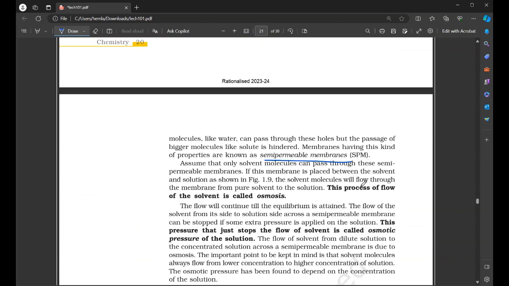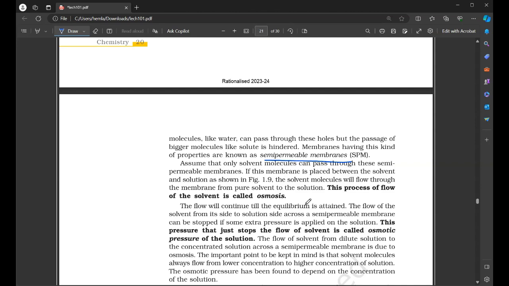The solvent molecules will flow through the membrane from pure solvent into the solution. This process of flow of solvent is called osmosis. So, if you need full marks, you of course need to learn this line by line. The process of flow of solvent is called osmosis. The flow will continue till equilibrium is attained.